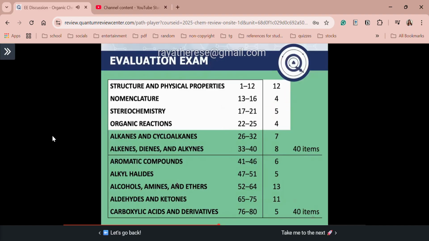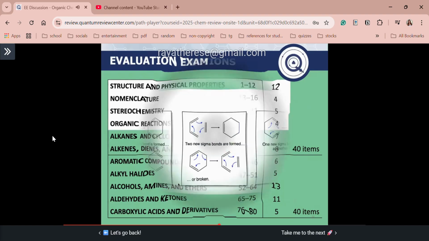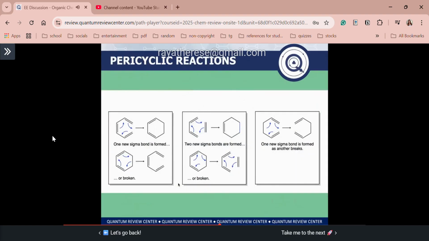So let's proceed now with organic reactions. Class, remember that in our crash course in organic reactions, we also covered pericyclic reactions. For electrocyclic ring opening or closing, one new sigma bond is formed for ring closing, or broken for ring opening. Class, for pericyclic, remember the keyword: concerted reaction. Next we have cycloaddition. Two new sigma bonds are formed or broken. A very, very famous type of cycloaddition is the Diels-Alder reaction. That is actually the question in item 22.